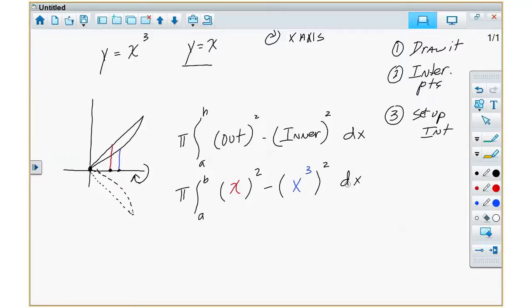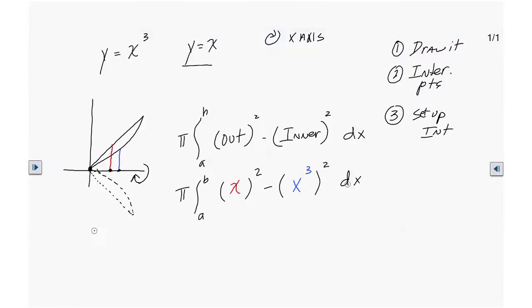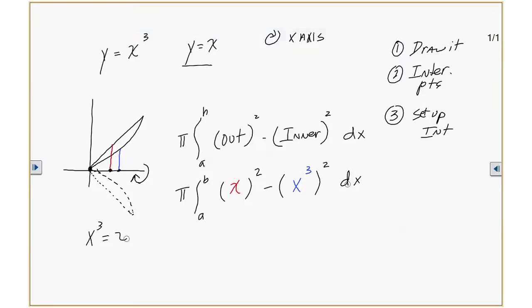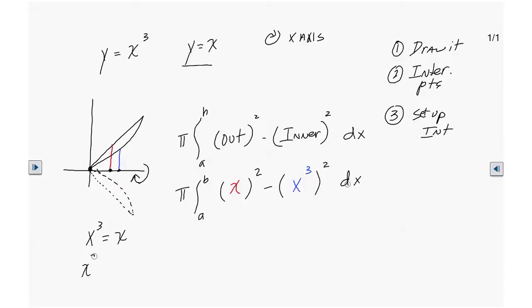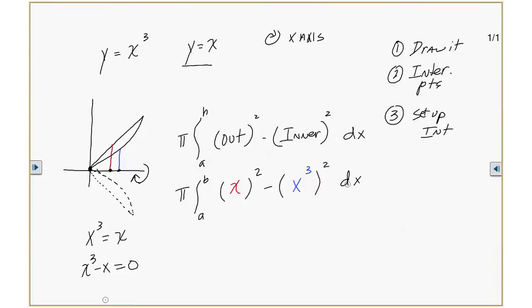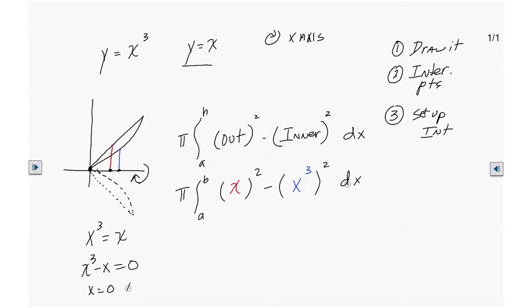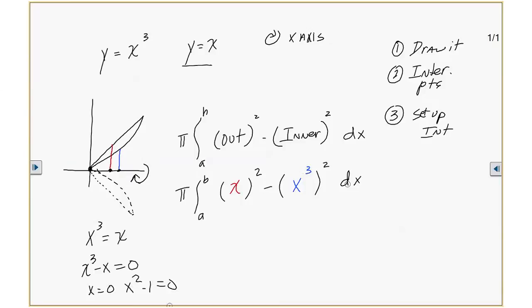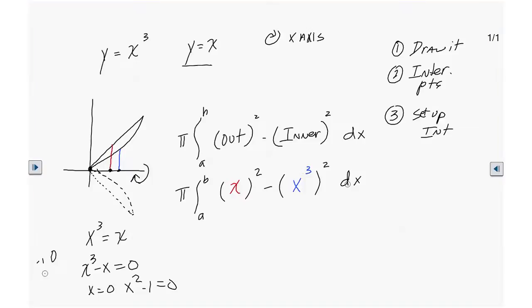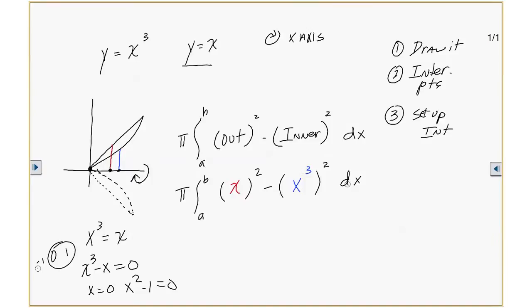All right. So, but anyway, x cubed is equal to x. X cubed minus x is equal to 0. X is equal to 0. X squared minus 1 is equal to 0. And you're going to get 0, negative 1, and 1. We only need 0 and 1. So pi from 0 to 1 of x squared minus x to the 6th dx.